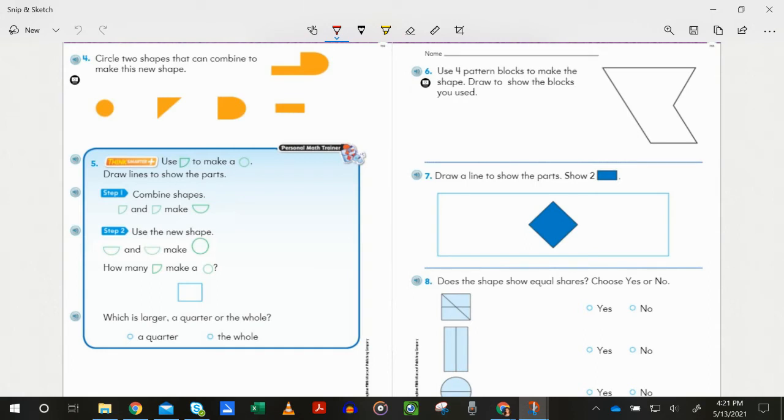Number 5, we are going to use this little pie shape to make a circle. We're going to draw lines to show the parts. So if I combine the shapes, take the pie and another pie, I can make a half circle. We're going to just draw a line there to show how we did that. Then we can use the new shape, this half circle, to make a circle. Can you draw a line to show how that happened? And then it asks, how many of the little pie shapes does it take to make the circle? Write your number in the box.